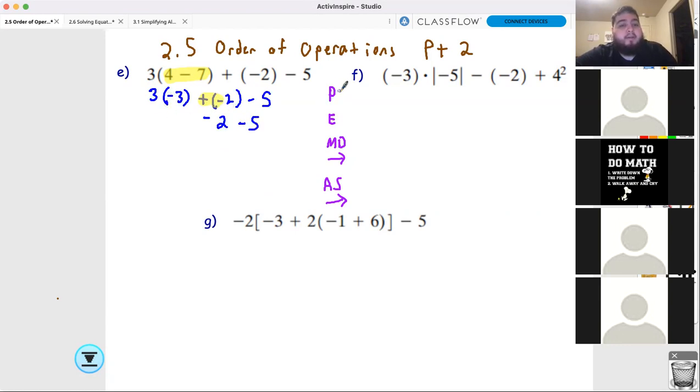Now we're done with parentheses. There's no exponents, but we do multiply and divide from left to right. This is subtracting, so we're good here. But this is multiplication. 3 times -3 is -9. Because remember, a negative and a positive is negative. It's only positive if the signs are the same. So now multiplication's done. Now we add and subtract from left to right.